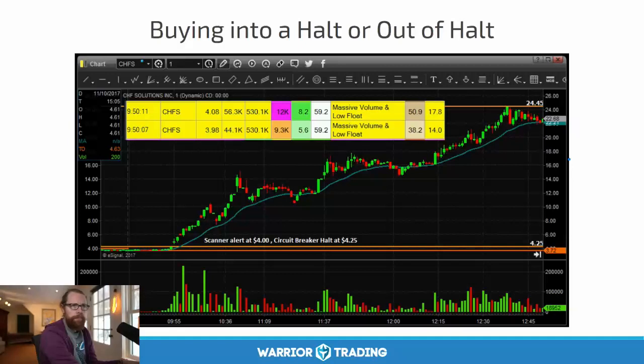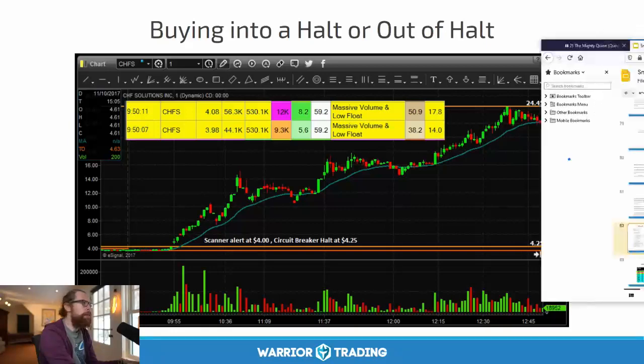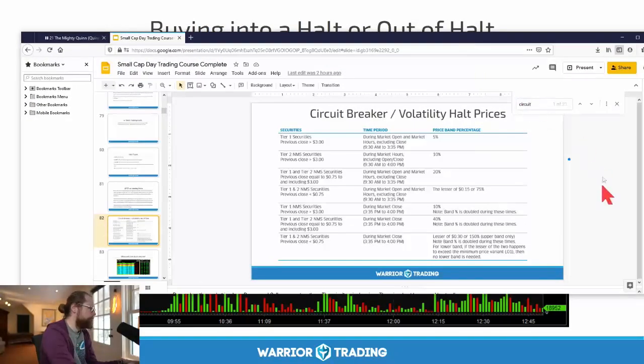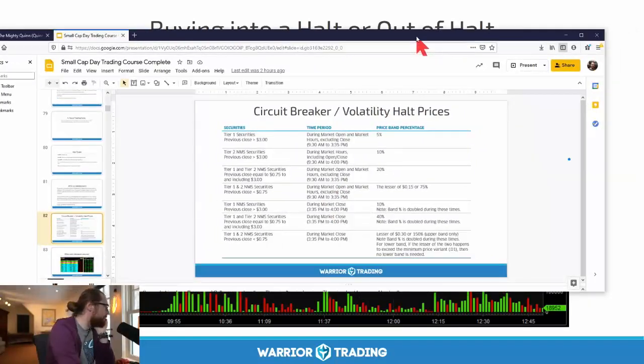And I'm just going to grab this slide here, circuit breaker halts, just to put this up here for you guys. So here's our volatility halt slide. This is from earlier in the small cap course, and we talked about it in the starter course as well.